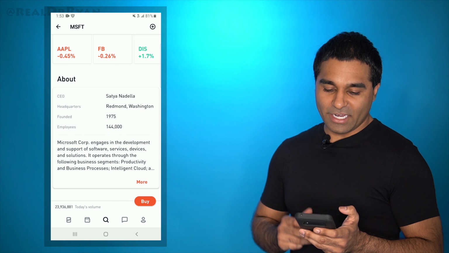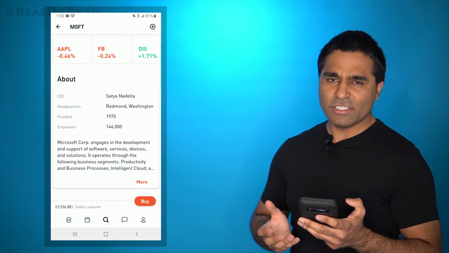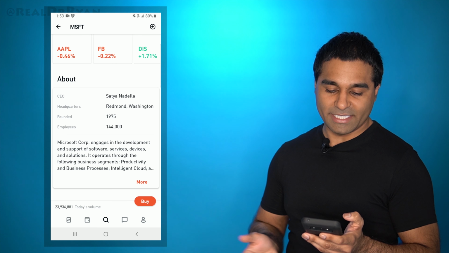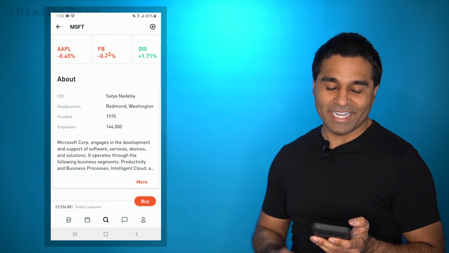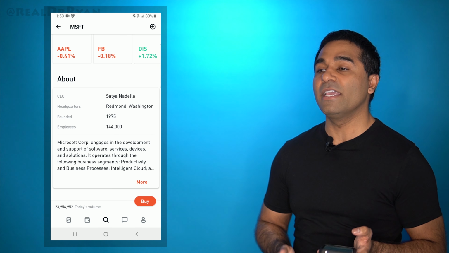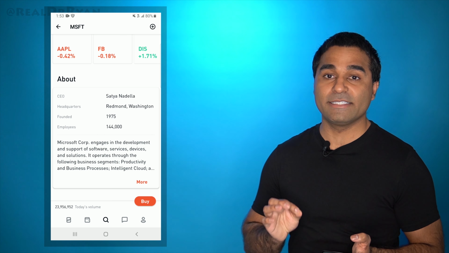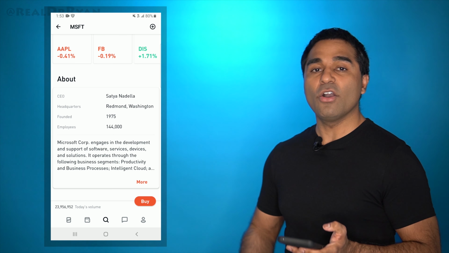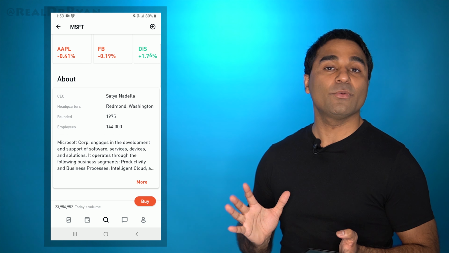The last section down here is the About section, and it gives you some pretty limited information. Tells you who the CEO is, the headquarters is located, the founding date, how many employees are in the company, a little blurb about the company. What I'd recommend is if you want to do some serious research, go on Yahoo Finance. It'll provide you with a lot more information.